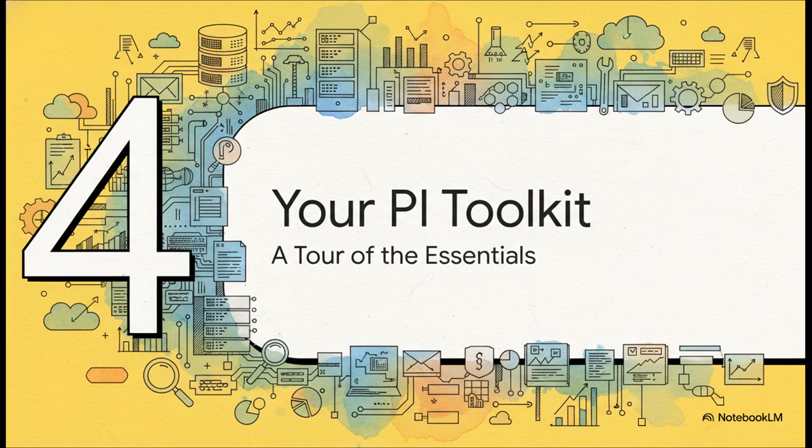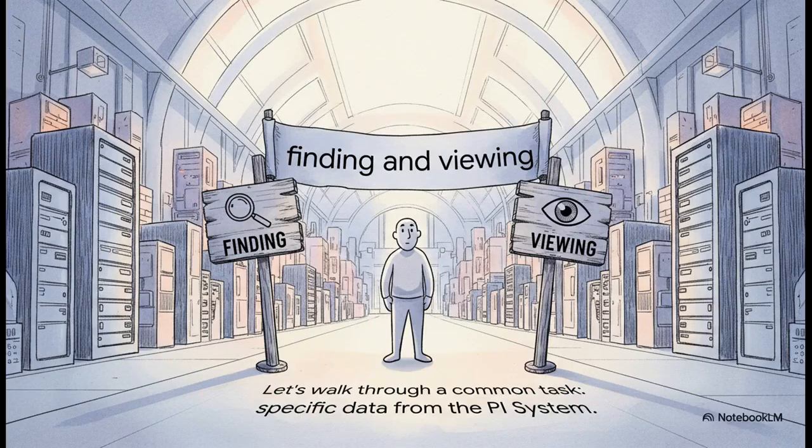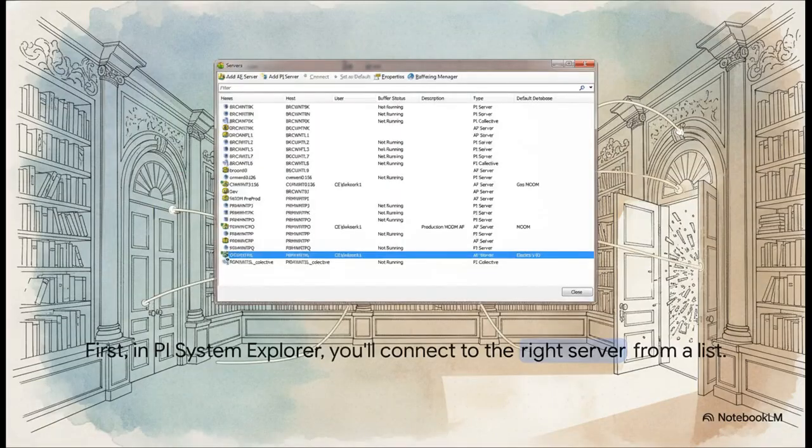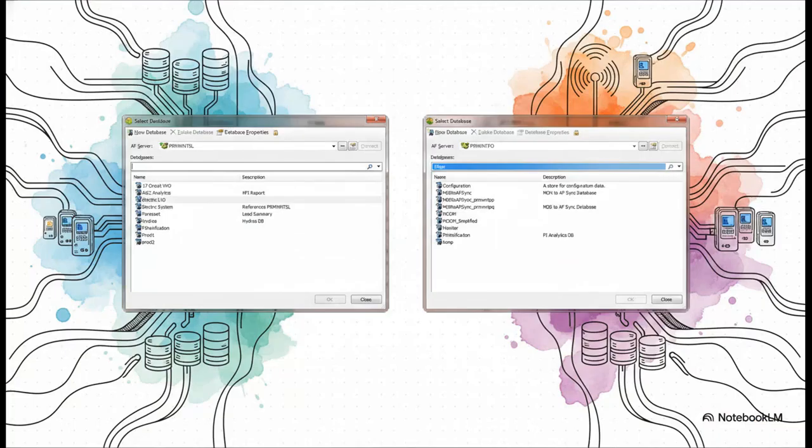Let's take a quick spin through the essential tools that are now in your toolkit. You know, the best way to get comfortable with this is to just do something. So let's walk through a super common task, simply finding some data and taking a look at it. Your first stop is going to be the PI System Explorer. When you open it up, you'll see a list of servers you can connect to. Just think of these as different doors into different sections of that giant library. You just have to pick the right one. Here, let me show you what I mean.